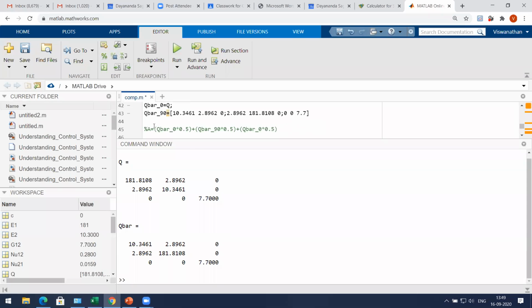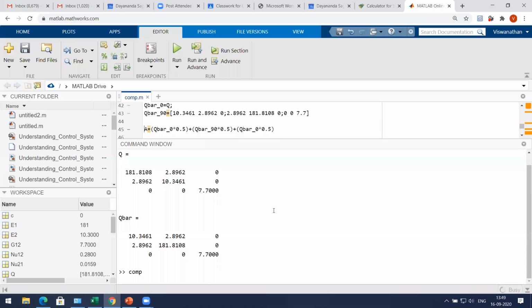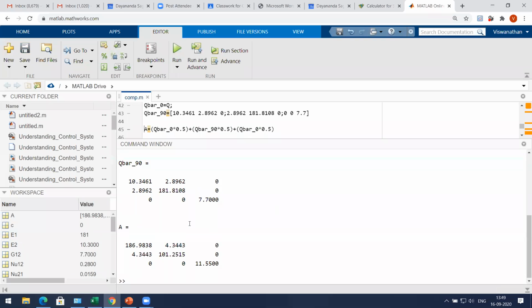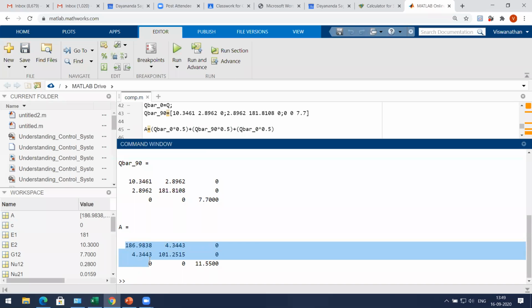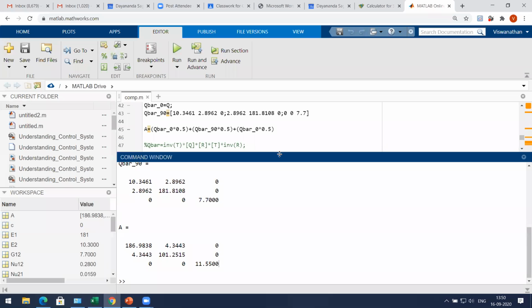Now we have both of these, so I can calculate the A matrix from this. This is what I get as the A matrix: 186.9838, 4.3443, 0, 4.3443, 101, 0, 0, 0, 11.55. You can see that A16 and A26 are 0. This is how you calculate the A matrix.